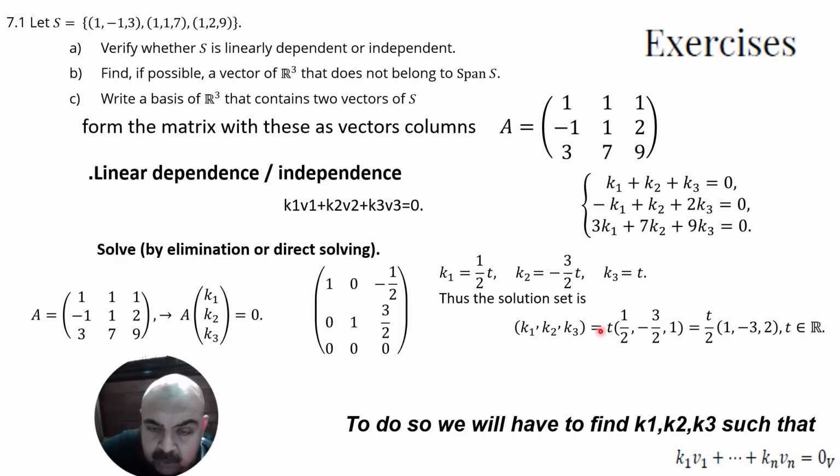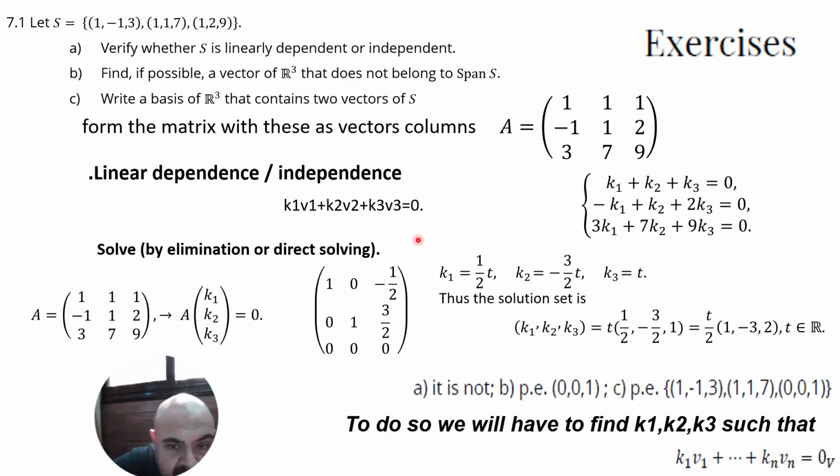Take t over 2 as a common factor. So you will have t over 2 times (1, negative 3, 2), as you can see. If I consider t equal to 2 for simplicity, then the coefficients of this combination will be 1, negative 3, and 1. This is very, very simple, as you can see. Of course, the results already exist here.